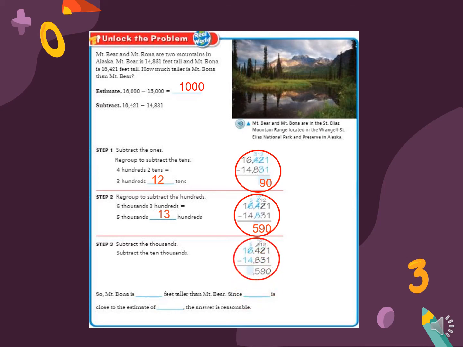Step number 3 is subtract the 1,000. Then subtract the 10,000. If you notice, we already changed the number 6 to the number 5. So we subtract 5 minus 4 equals 1. So the answer is 1,590. So Mount Bona is 1,590 feet taller than Mount Bear, since 1,590 is close to the estimate of 1,000. So the answer is reasonable.